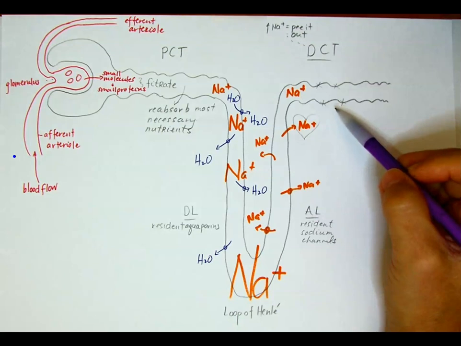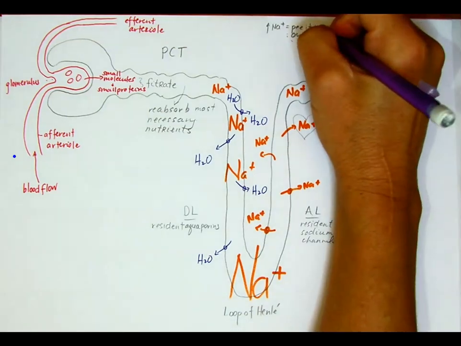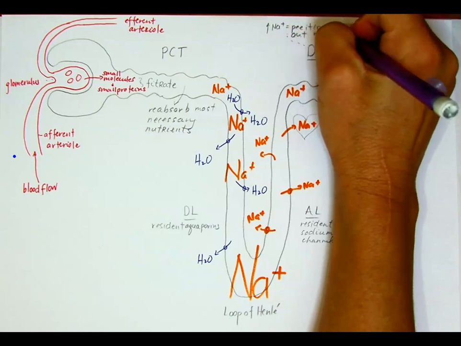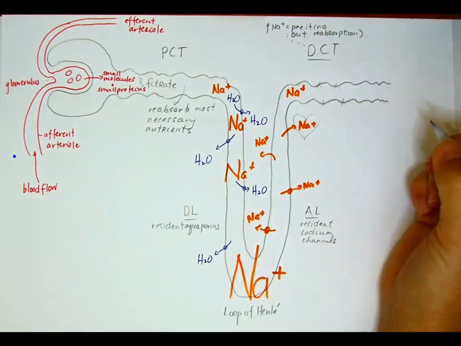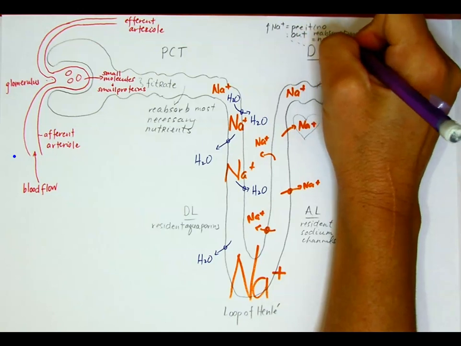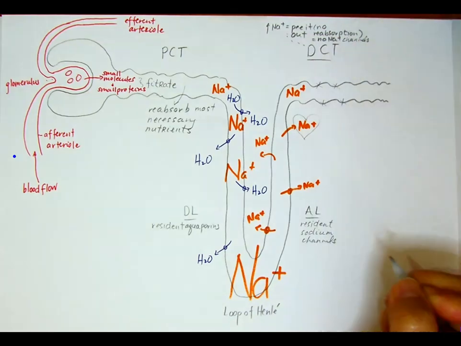So let's say that I don't want to reabsorb sodium because there's too much sodium inside of my bloodstream. Then what's going to happen is all the cells lining the DCT are going to remove the sodium channels from their cells. Yes? Okay. And then those sodium molecules are going to continue on down the piping, and then we're going to urinate them out.